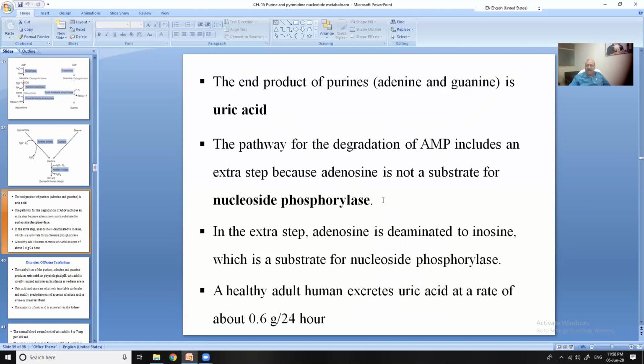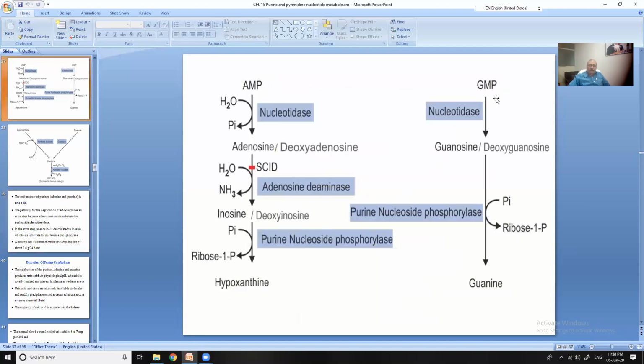The pathway for the degradation of AMP includes an extra step because adenosine is not a substrate for nucleoside phosphorylase. I will show you again what is happening here. You see, AMP is changing to adenosine. Here we got the adenosine, but adenosine is changing to inosine, and then inosine is changing to hypoxanthine. So it is another step here.